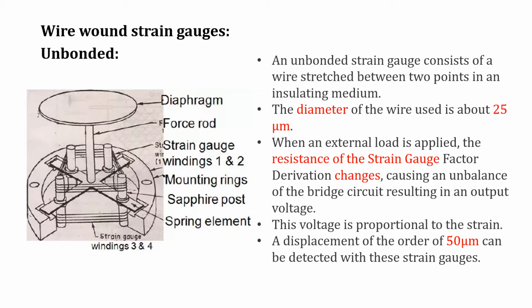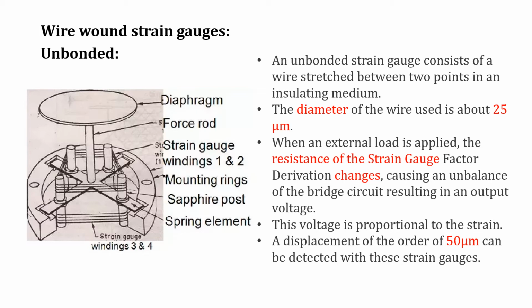Now let's see about the unbonded strain gauge. An unbonded strain gauge consists of wire stretched between 2 points in an insulating medium. This is the wire stretched between 2 points, and this is the insulating medium. The diameter of the wire used is about 25 micrometer.